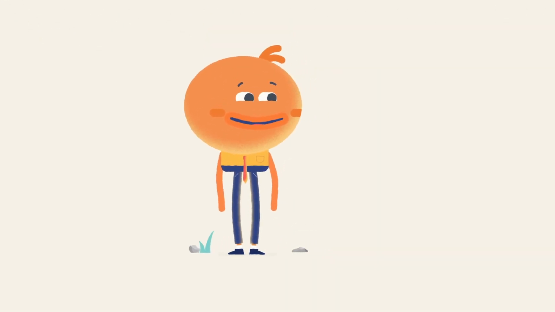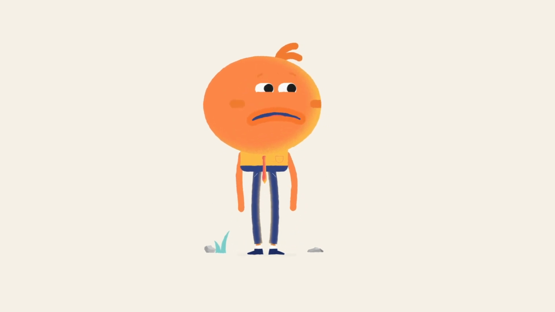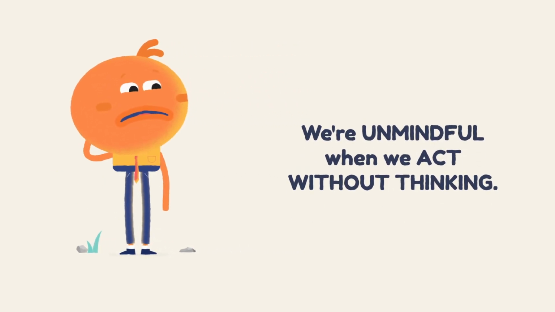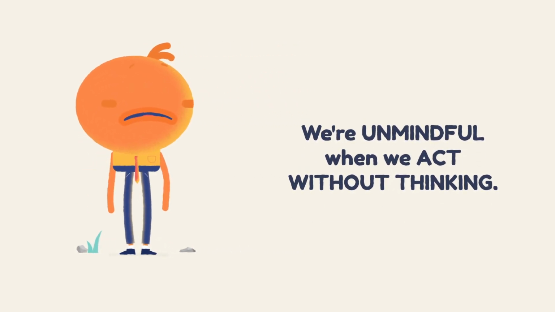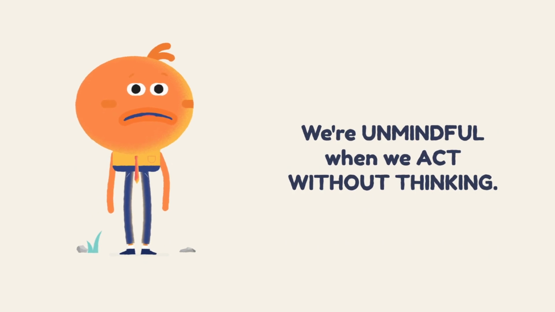We are mindful when we think before we act. All three parts of your brain that we learned about in the first lesson, your amygdala, prefrontal cortex, and hippocampus, work together to help you think before you act. We're unmindful when we act without thinking. We aren't paying attention to what's happening around us, and our amygdala tries to do all of the work. During these times, it's hard for us to make good decisions.